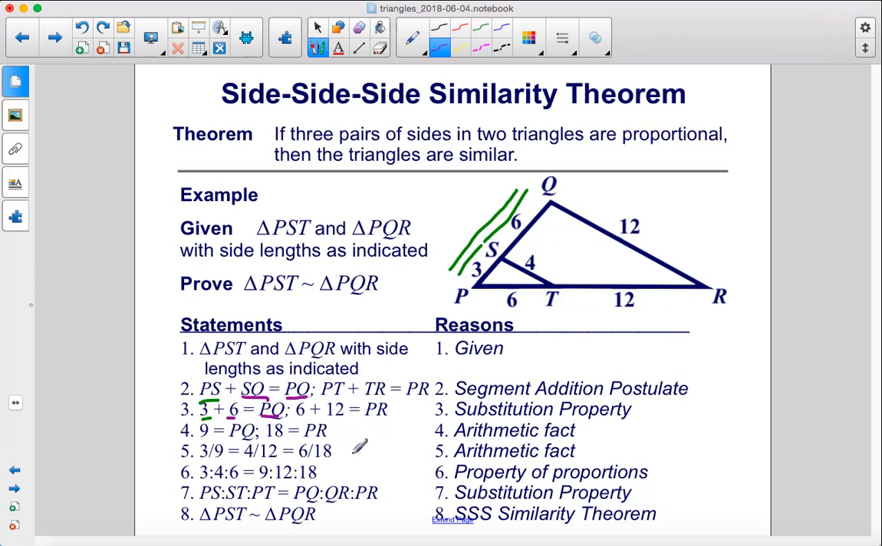Also, this is separate, but this ratio here, 3 over the full length, which is 3 over 9, equals 4 over 12, equals 6 over 18, which is 6 plus 12. That's another arithmetic fact. We can write it like this, because that's the property of proportions. We can then substitute in the segment names here instead of just the lengths. And therefore, because of the SSS similarity theorem, we know that the two triangles are similar.